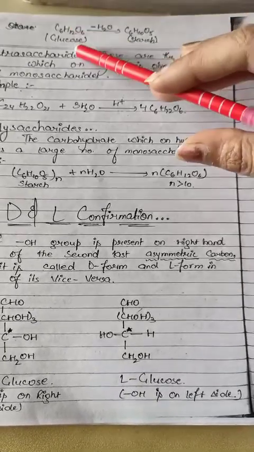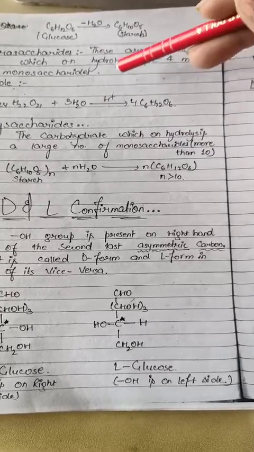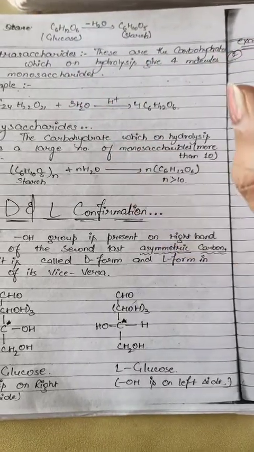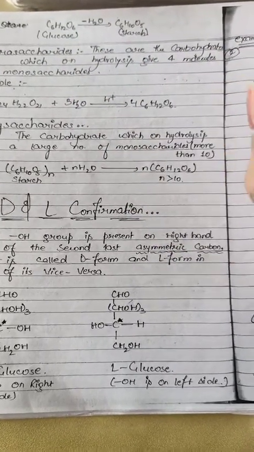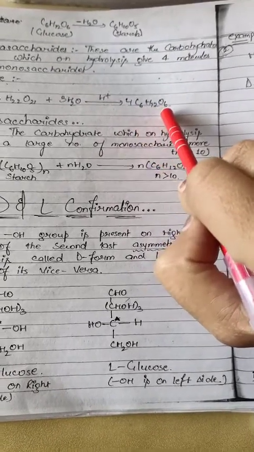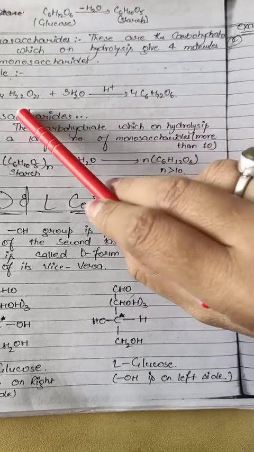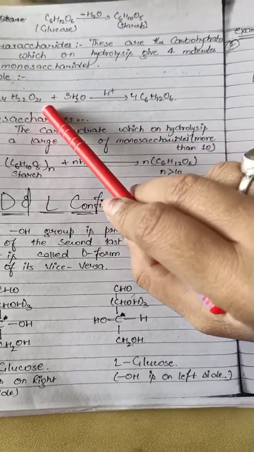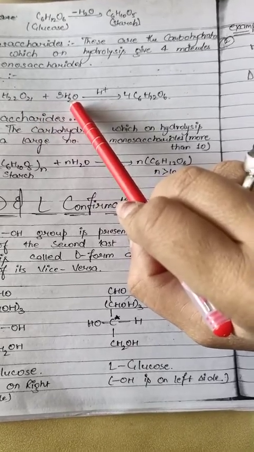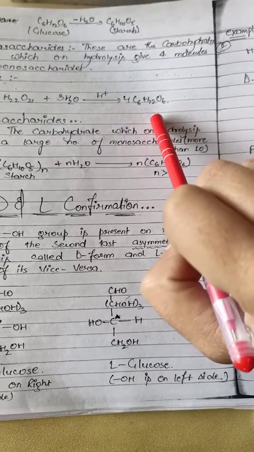Next is tetrasaccharides. These are the carbohydrates which on hydrolysis give four molecules of monosaccharides. In tetra, it will form four molecules of monosaccharides. Now you can see they form four molecules of monosaccharides, C6H12O6, the glucose. So here C24H42O21, which we have taken reacting with three molecules of water in the presence of hydrogen ions, forms four molecules of glucose.